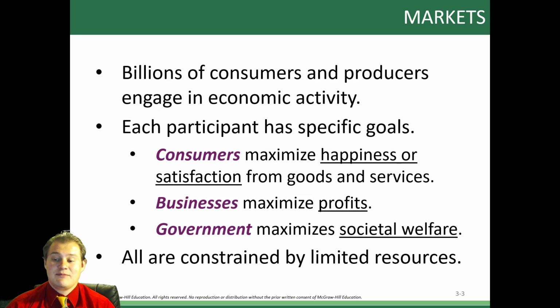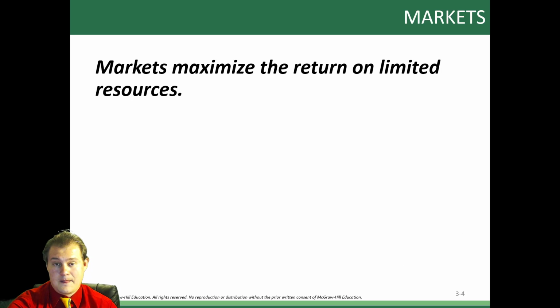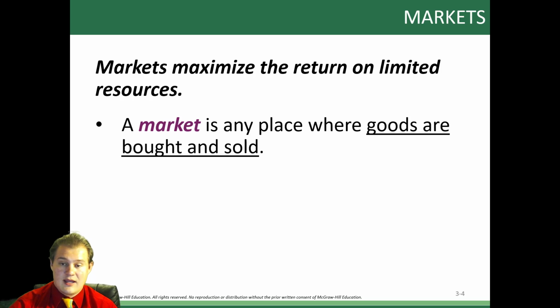However, everybody's constrained by limited resources and the way they interact with one another. Markets maximize the return on limited resources. A market is any place where goods are bought and sold. The reason they say a market maximizes return on limited resources is that participants go with whatever price signals there are, so that we're using goods effectively. That's the reasoning for why it's maximized in a market setting.